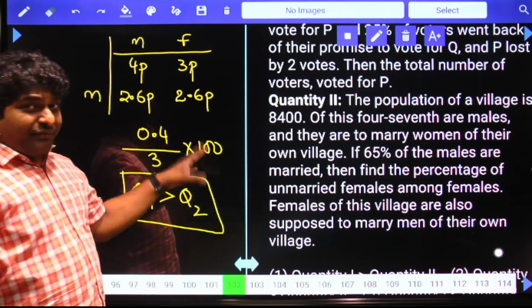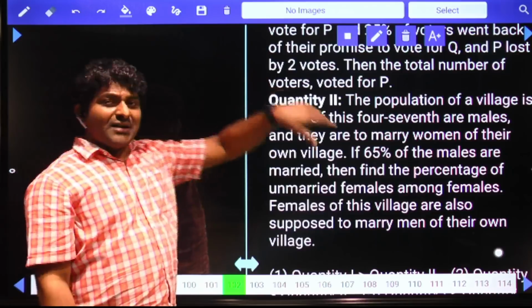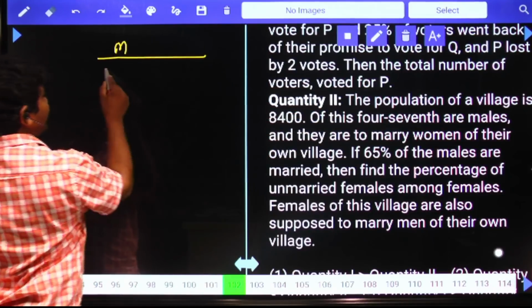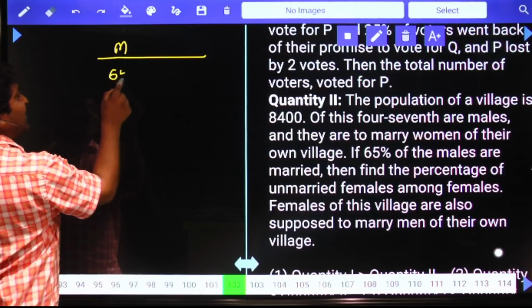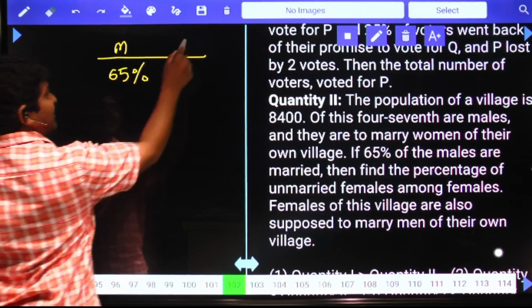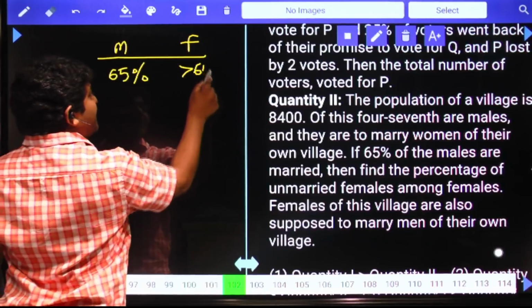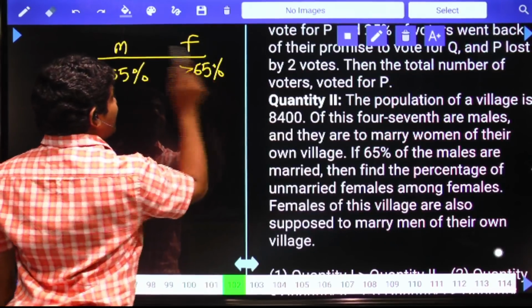Right. So to be frank, you don't have to answer this question. Out of males, if married people are 65%, out of females, more than 65% will be married.